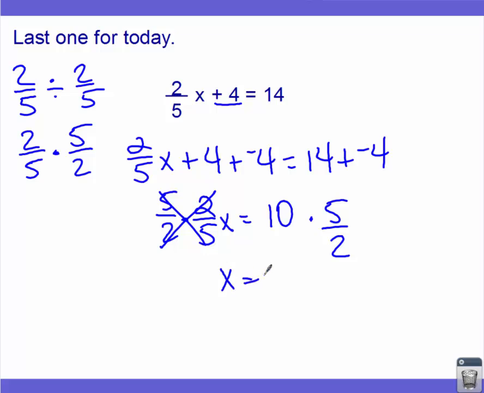Now in order to multiply fractions, I need this 10 to be a fraction. So I place it over 1, and now I multiply. And if you remember, there's two ways of doing it. You can multiply straight across and end up with 50 over 2, or you could do some simplifying. This 2 and this 10 have a 2 in common. This turns to a 5, this turns to a 1. 5 times 5 is 25. 1 times 1 is 1. So x is just 25. So that's how we solve two-step equations.